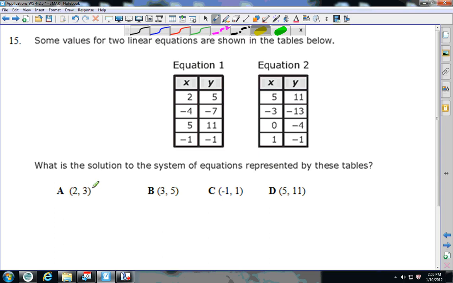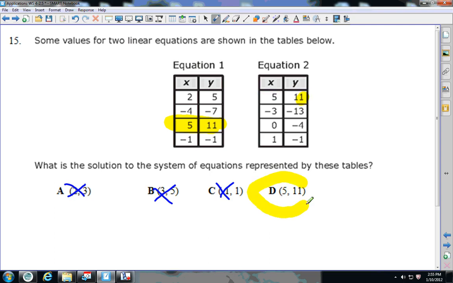Well, 2, 3. This one says 2 and 5. So 2, 3 doesn't go through this equation, so it can't be this one. 3, 5. Well, that says 2, 5. That's not even going to work for this one. What about -1 and +1? -1, -1, nope. Oh, I hope this next one works. So I go through here and it says 5, 11. There is 5, 11, and there is 5, 11. So my answer is D.